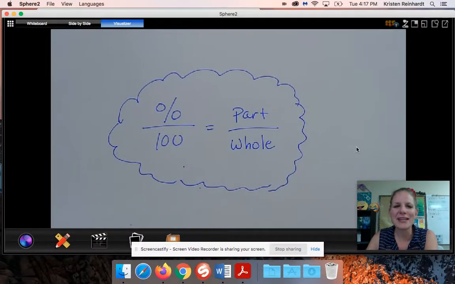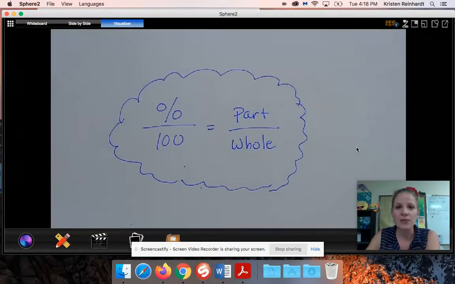Hello, sixth grade. Today we're going to be talking about finding the percent of a number. And we're going to use a different way than we've used before. Last time we talked about dividing using the fraction, but this time we're going to use an equation that will help us solve lots of problems regarding percent.